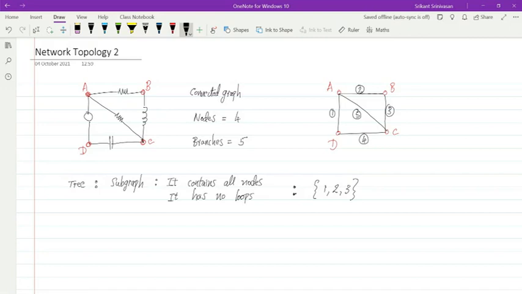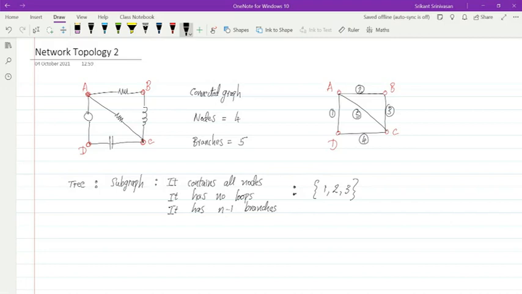Now, a tree is basically a subgraph which contains all the nodes and it has no loops. So what is the property that we are seeing here? How many branches are there in the tree? 3 branches, right? So in general, how many branches are there in the tree? N minus 1. Correct. Where n is the number of nodes. So these are the properties of a tree.